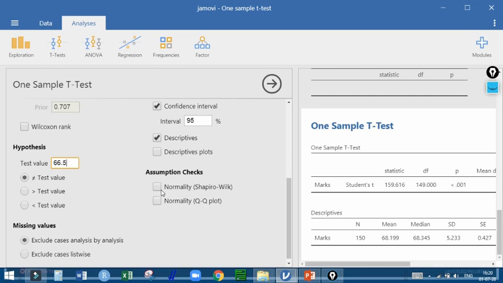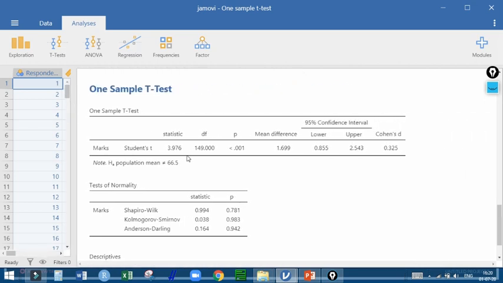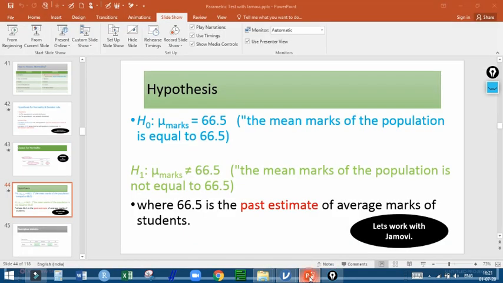Now we have already checked the normality with the Shapiro-Wilk test. Now come to the output. Friends, I have copied all these values: marks, one sample t-test, Student t-test, this is the statistic, this is the degrees of freedom, this is the p-value, mean difference, confidence interval, Cohen's d, and this is the test of normality, and this is descriptive. I have pasted all this output in my slides. I will discuss it there.